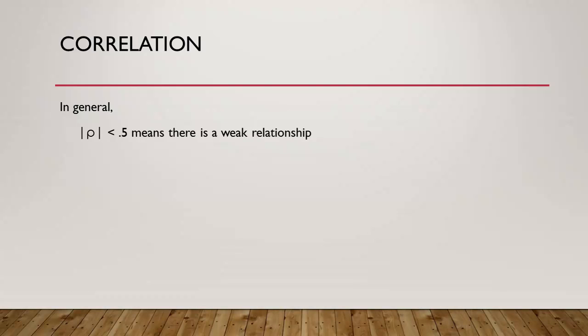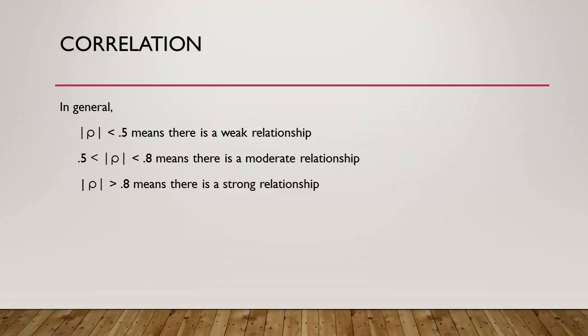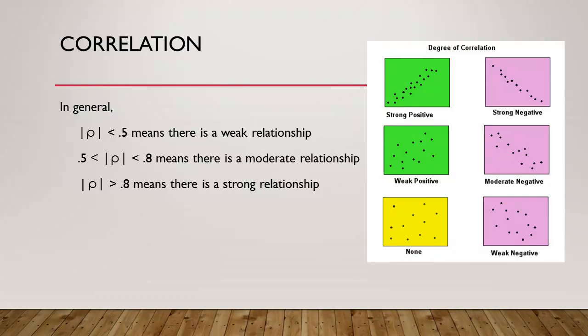In general, if our correlation is less than 0.5, it means there's a weak relationship. If it's between 0.5 and 0.8, it means there's a moderate relationship. If it's greater than 0.8, it means there's a strong relationship. And here is some general pictures of that. So a strong positive relationship would be going up. A strong negative relationship would be going down, which is why we have absolute value signs around our correlation.